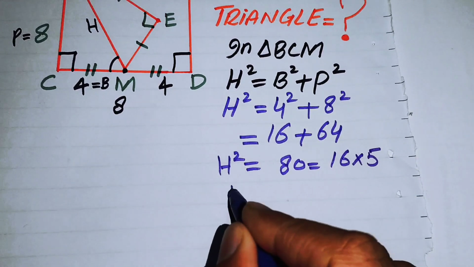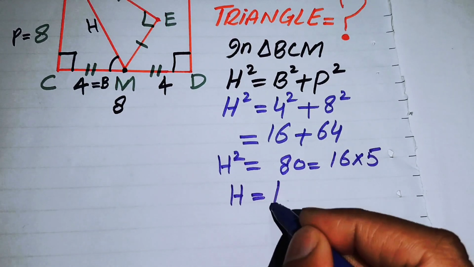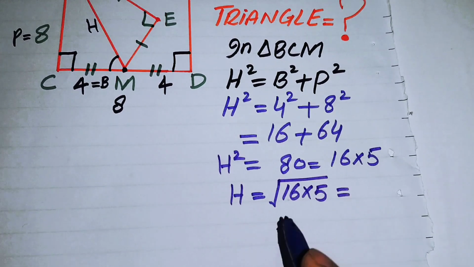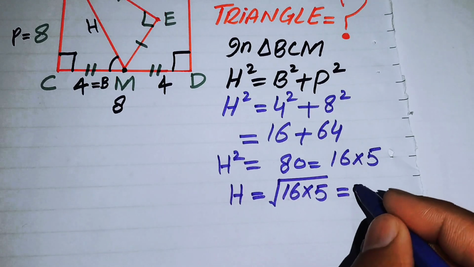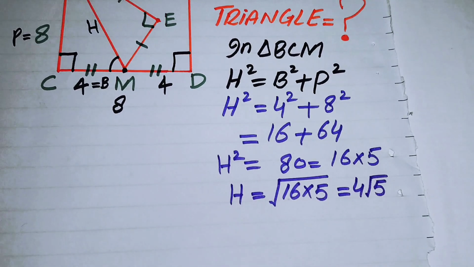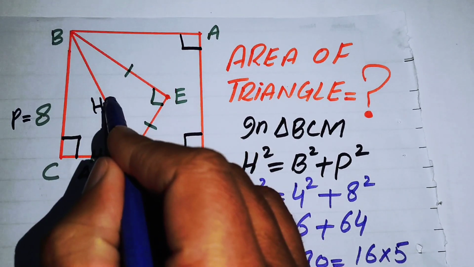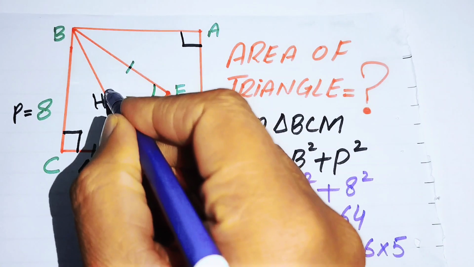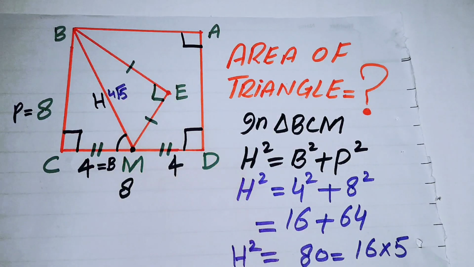You know that 16 times 5 is 80, and now we take the square root on both sides, and you obtain h equals the square root of 16 times 5. And you know that the square root of 16 is 4, and it will become 4 times the square root of 5. So this is the value of the hypotenuse. So we write here this length is 4 times square root 5.